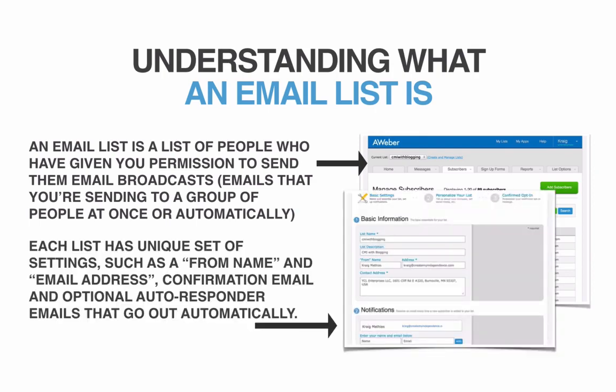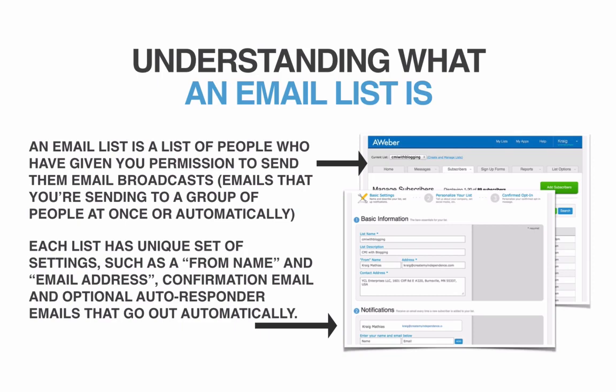Each list has a unique set of settings. Some of the settings are from name, so that is the name that the email will come from. You're familiar with this if you have an email account. You're familiar with these settings. From name means what name is your email going to come from. It's probably going to be your name, maybe your business name. Also, email address. What is the email address that it's going to come from, right? And a confirmation email. This is an email that goes out immediately after the subscriber signs up for your list, and you can customize what that says. And then an optional autoresponder email series, or you can call this a follow-up series.